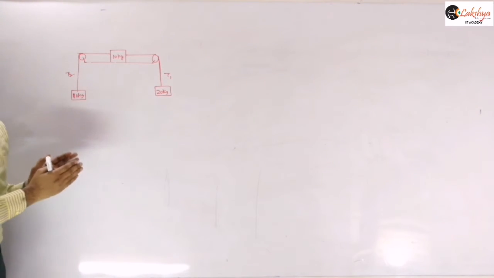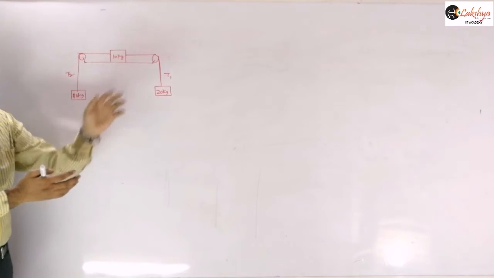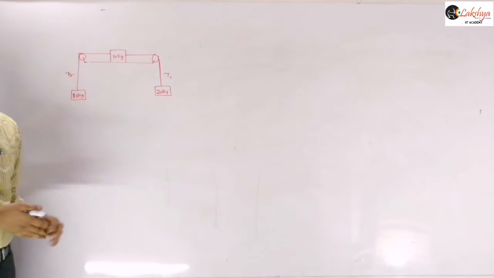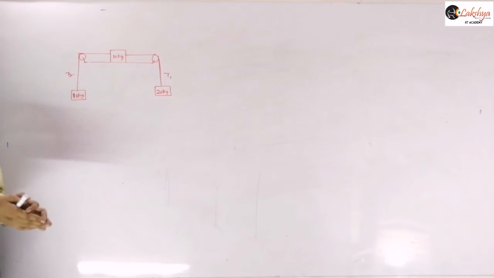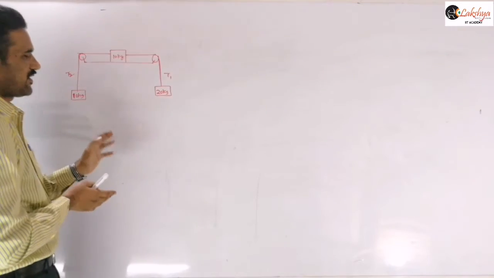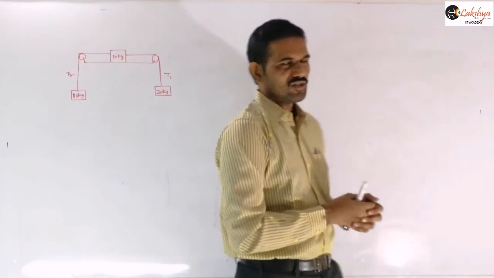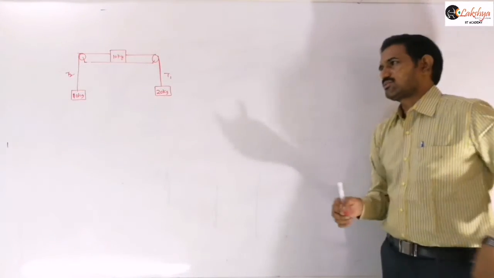First write this problem, and then I will replace this block with the spring balance, so that you will get clarity on the difference between both cases. So: find the tension in the strings and the acceleration of the system shown in the figure.